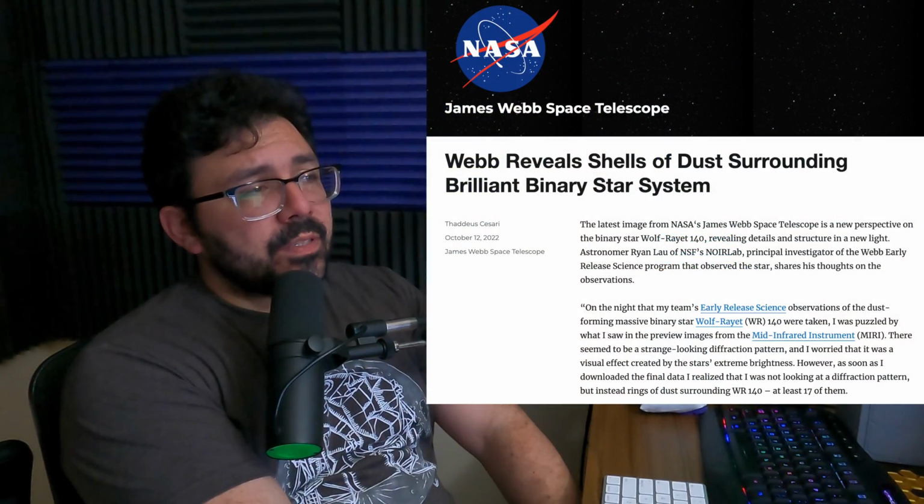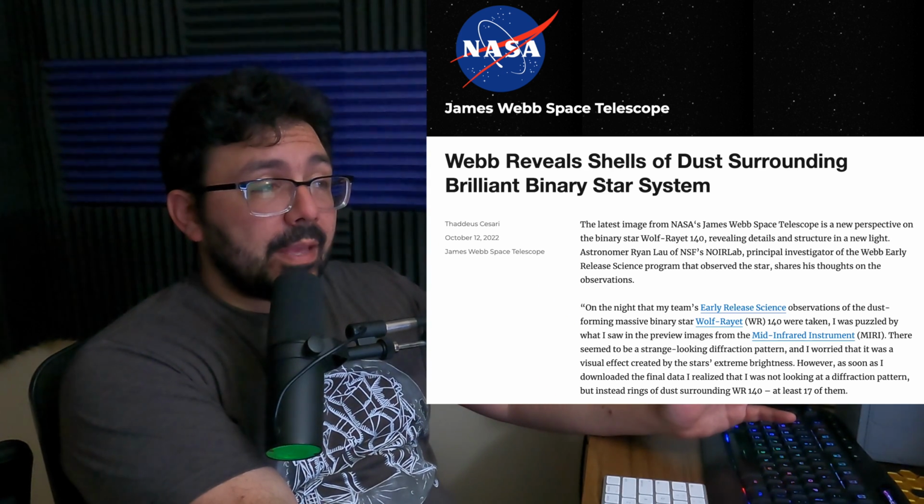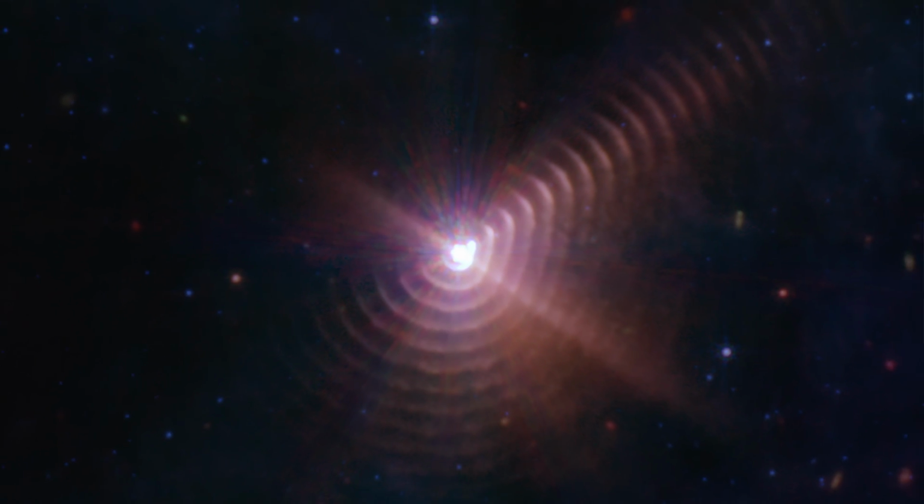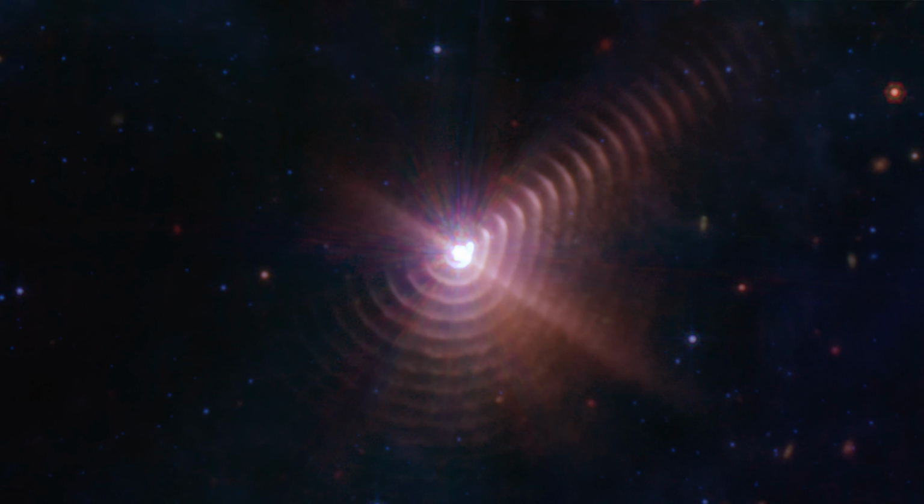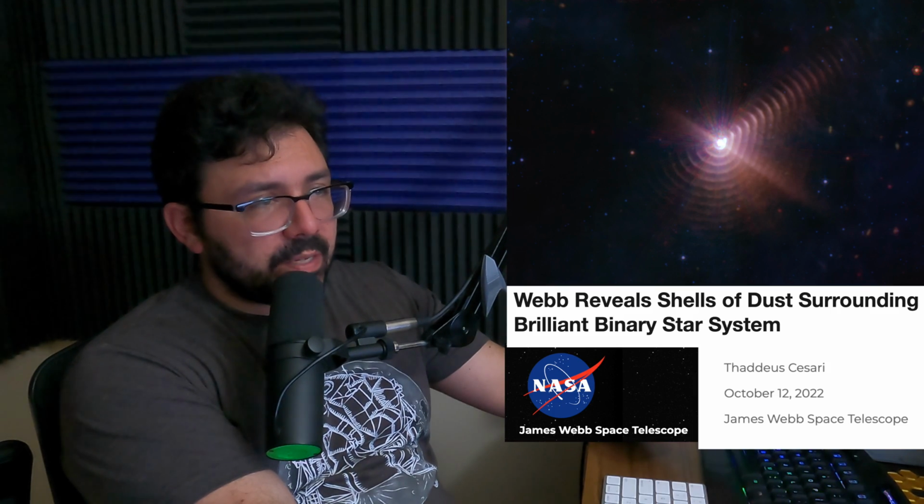And one of the more recent observations that seriously blew my mind is this latest one. So this actually came out today. We're recording this October 12th. And this picture shows shells of cosmic dust created by the interaction of binary stars. And it's truly, truly amazing. So this is the latest image from NASA's James Webb Space Telescope.